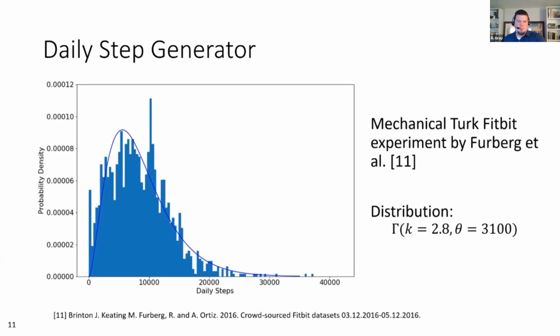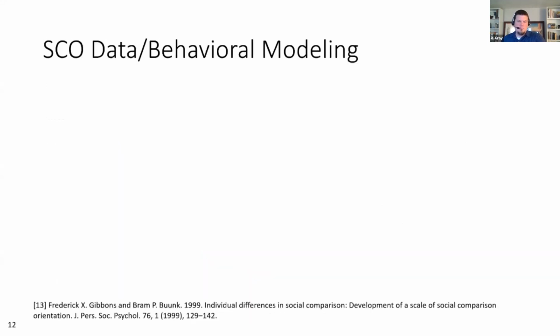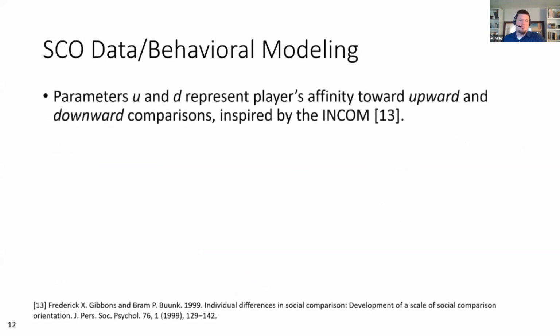Our second challenge, the SCO representation, consisted of a data model to portray the individual traits of the simulated player and a behavior model that determined how the simulated player reacted to social comparison events. Our data model consisted of 2 parameters, U and D, which represented the simulated player's respective affinity toward upward and downward comparison on a linear scale. This reflects the design of an SCO instrument used in psychology research, the Iowa Netherlands Comparison Orientation Measure, or INCOM.